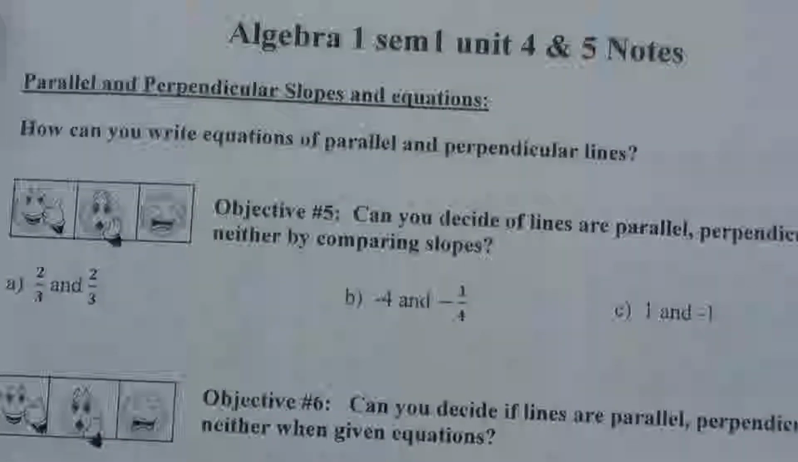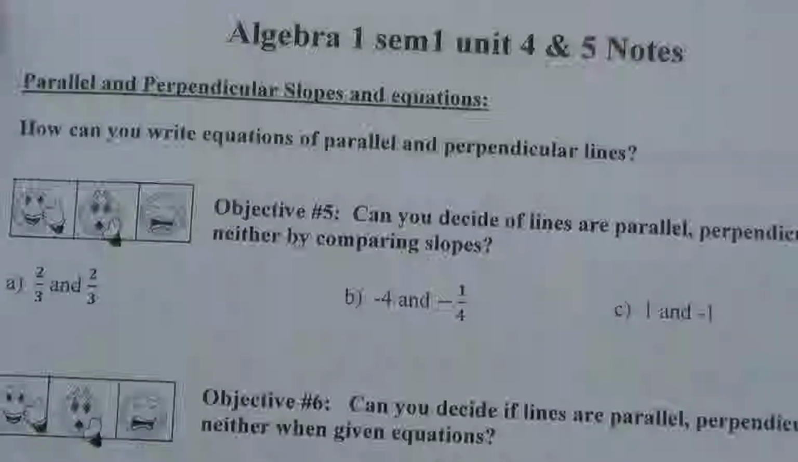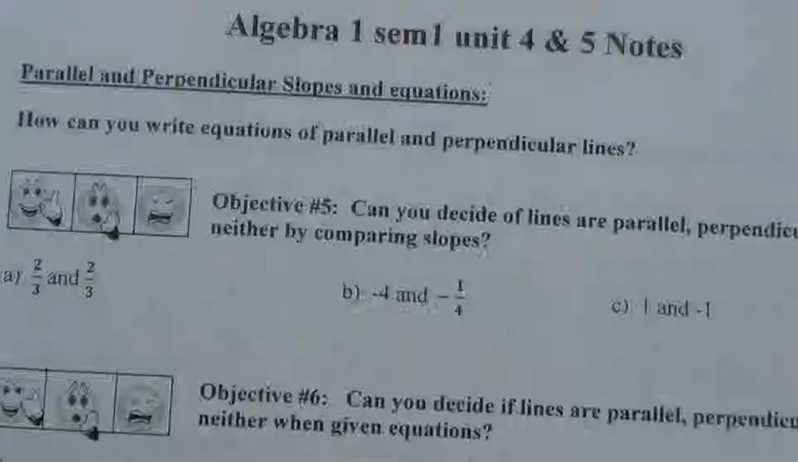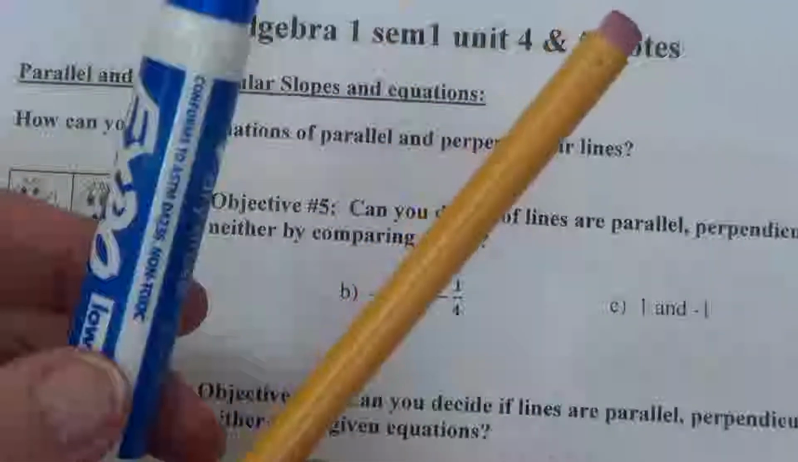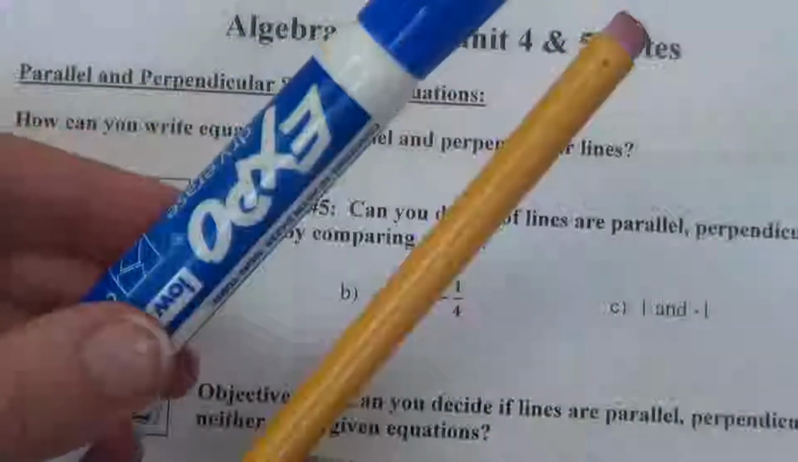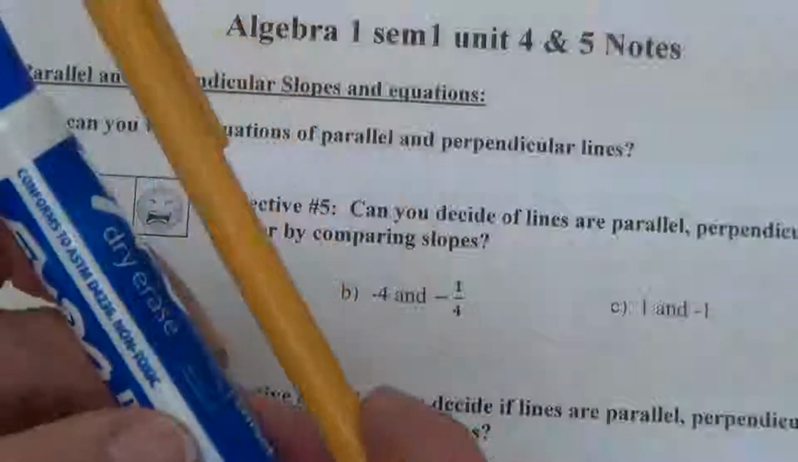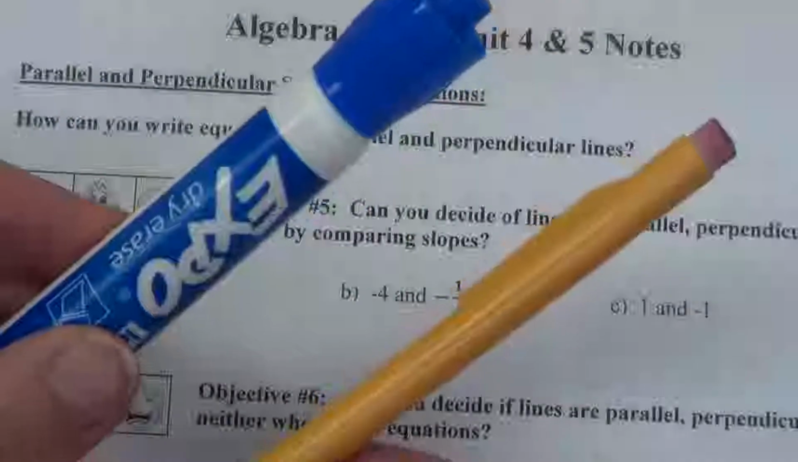How do you write equations of parallel and perpendicular lines? Well, it has to do with the slope. If we think about two lines and they're parallel, like these two pens are parallel, if one turns this way, it's no longer parallel unless the other one turns with it. So their slope in parallel has to be the same.